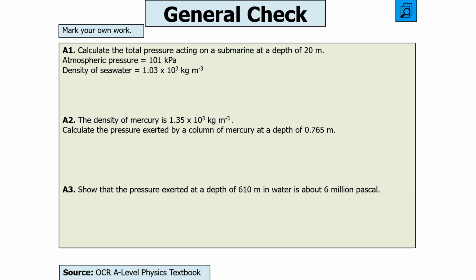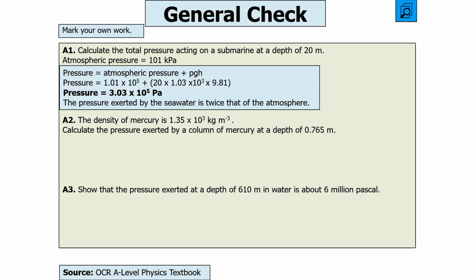Right, in this first one, like we said before, we know that the pressure is going to be the atmospheric pressure plus the hydrostatic pressure. Atmospheric pressure is given in the question, 101 times 10 to the 3. And then the hydrostatic pressure is rho g h. We know that h is 20 and we know g is 9.81. And we know that in this instance, rho is 1.03 times 10 to the 3. So our total pressure is 3.03 times 10 to the 5 pascals.